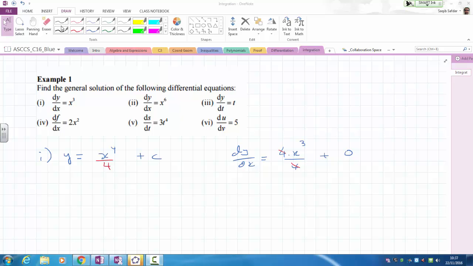What about, let's just do the second one. What about if you've got dy/dx equals x to the 6? What form is my y going to take? Anyone? Somebody else? Go on. x to the 7 over 7. Excellent. Is that okay? Should I add anything here? Plus c. Plus c. Alright, let's think about this plus c.